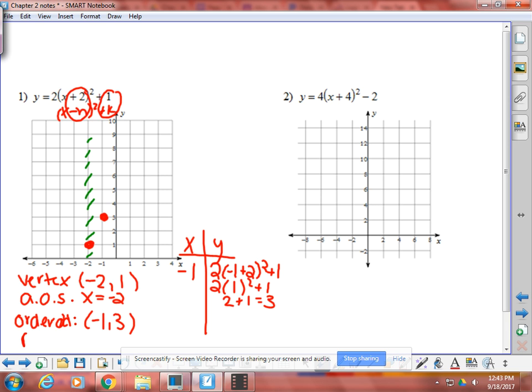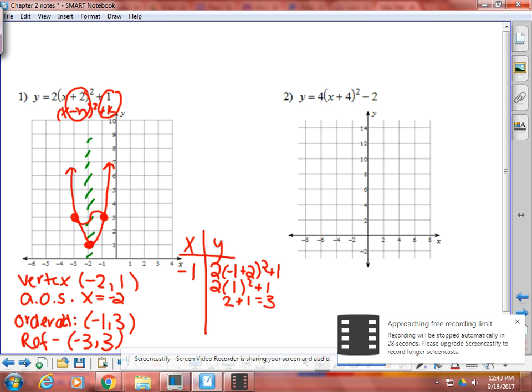Then my reflected point is going to be, this is 1 away, so I'm going to go 1 away on this side, and that's the point negative 3, 3. This one's a little bit steeper than our other graphs, and that's because of that 2 that's sitting outside. Okay, I'm going to stop and go to a different one, so just pause for a second.